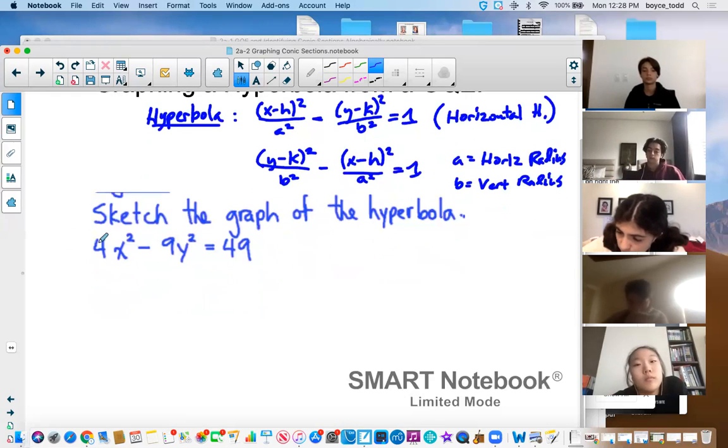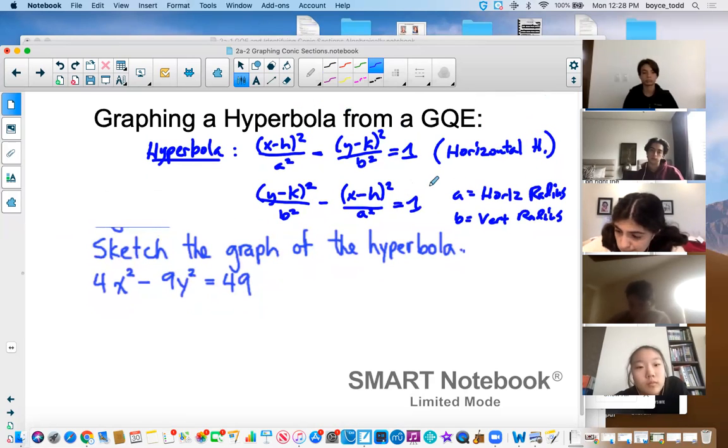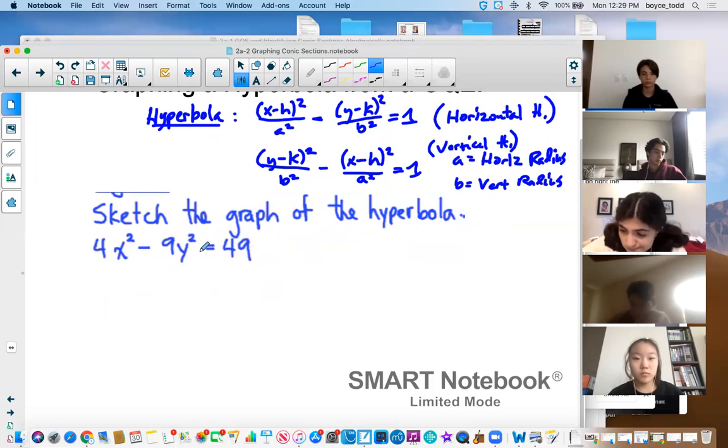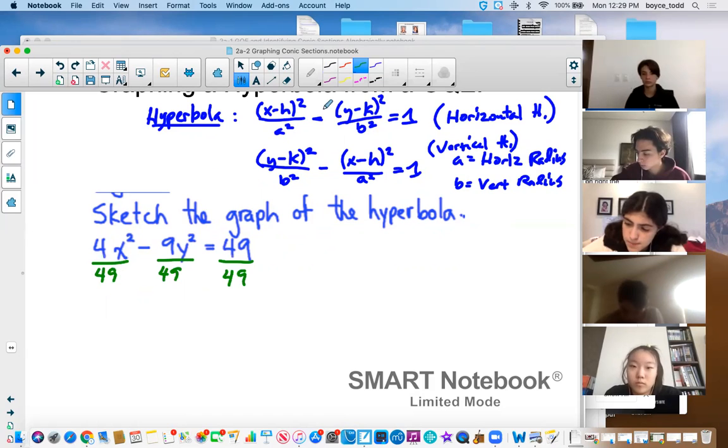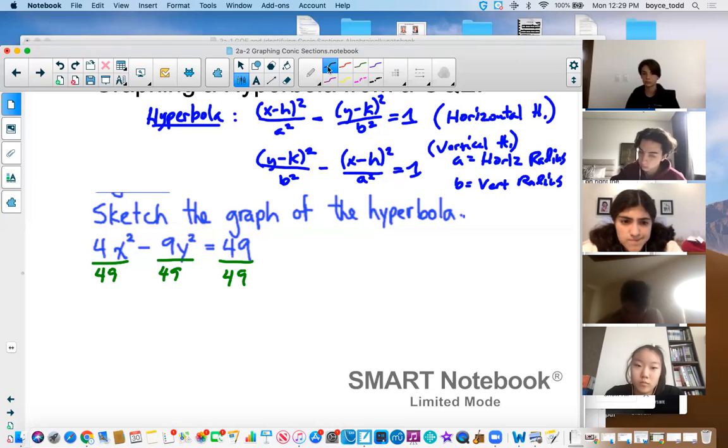Okay, so let's look at this one. So this one you can tell is horizontal, right? Because x is positive and it's first. So whichever the positive one is in a hyperbola, I recommend writing it first. Now we got to get this equal to 1, right? So we're going to divide this by 49. Normally you would have x minus h, y minus k, but this is centered at 0, 0. And to make the hyperbolas a little more attainable, we're going to keep it like that.